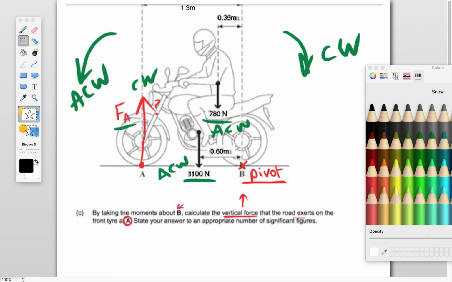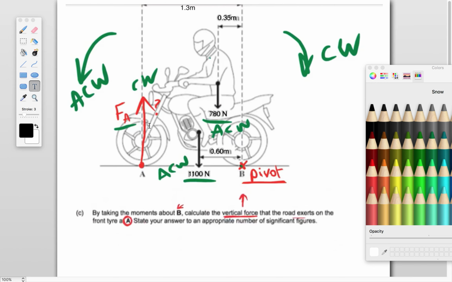So they said by taking the moments about B. This is a very important thing in the question. They told you what formula or what way you should use. You should take into consideration the moments, and because we have more than one moment acting about point B, B is here the pivot. Calculate the vertical force. So there must be a vertical force in our system in order to reach the other equilibrium condition. This vertical force is acting on the front side of the tire, A.